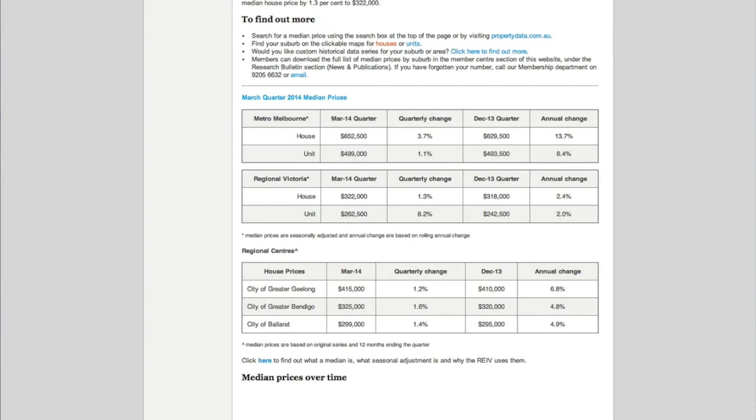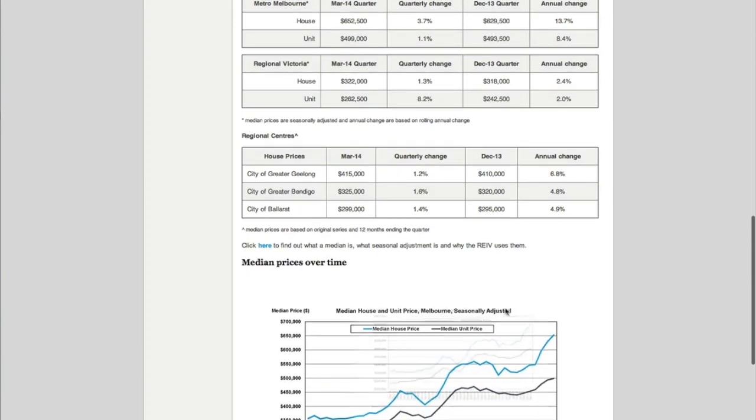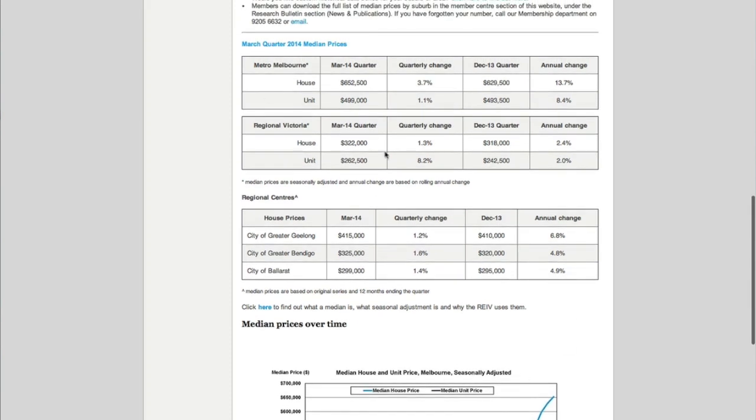For example, this is the REIV, Real Estate Institute of Victoria website, and they publish March quarter 2014 median prices. For example, they've got the quarterly change, what they were, and what it is now. So that's the change over the year. The change has been 13.7%. But this I believe is for the entire Melbourne, and if you're looking to zero in on a particular suburb, you can't look at the Melbourne median value. But this is what a median value is.